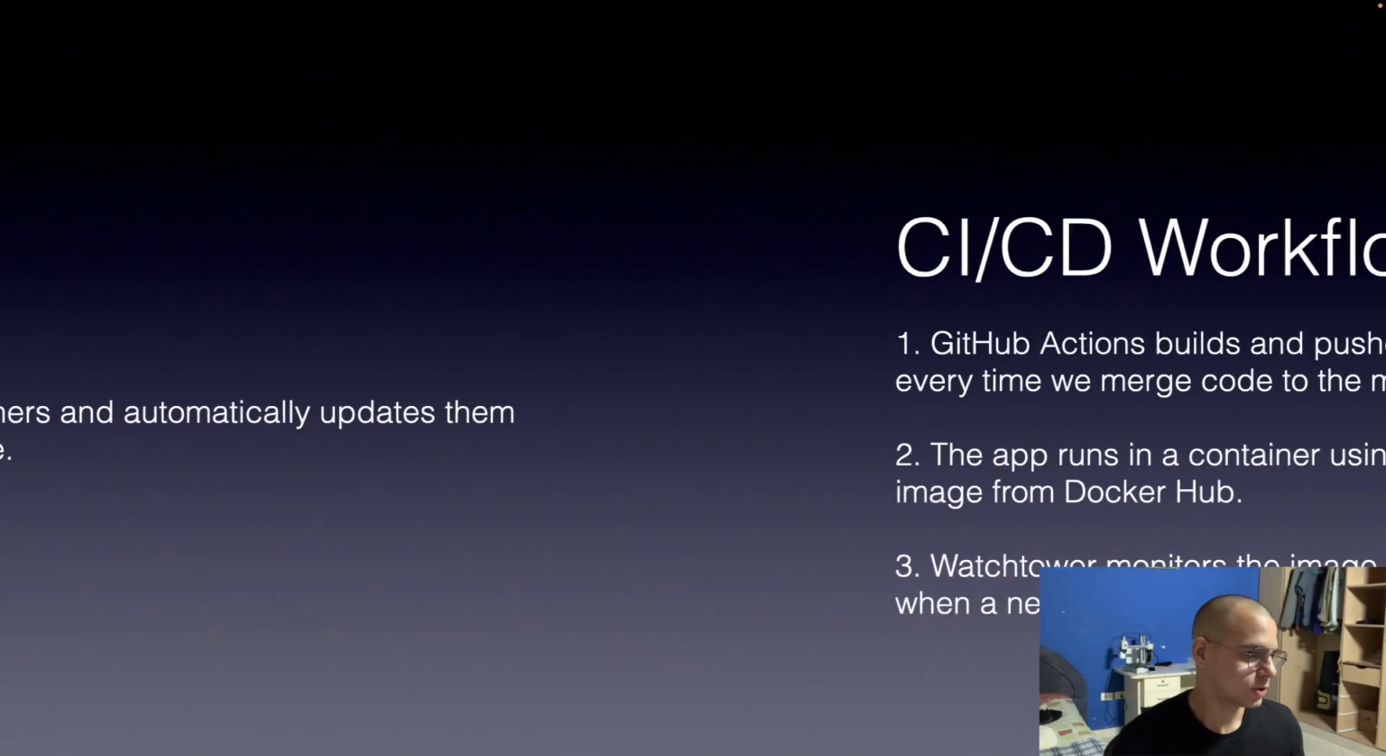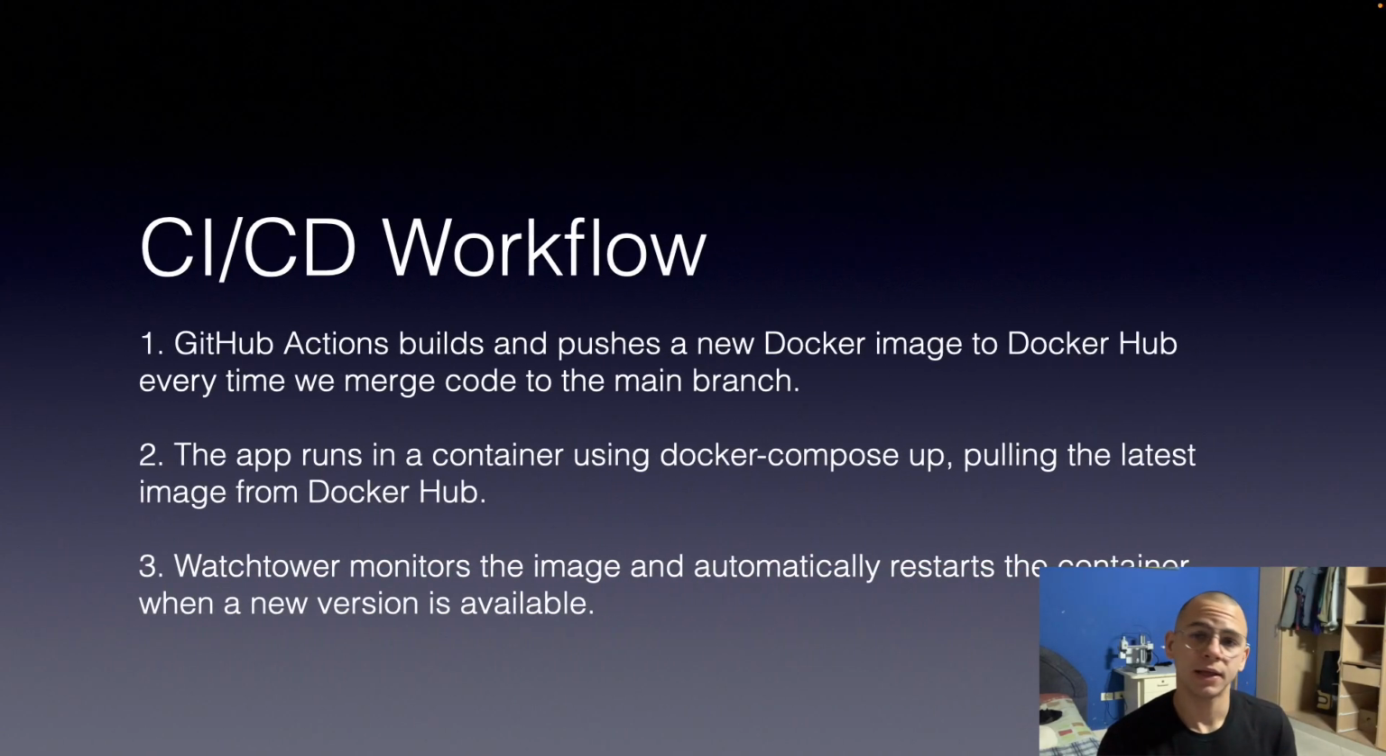Okay, so as a quick recap, this is the workflow that we are trying to achieve, the sequence of steps that we are trying to achieve. Number one, we're going to use GitHub Actions to build and push a new Docker image to Dockerfile every time we merge code to the main branch. Okay. The next step is that the app will be running in a container using a command called docker-compose app. I will explain to you what this does and how you can use the docker-compose app command in a few minutes. And this will allow us to pull the latest image from Dockerfile.